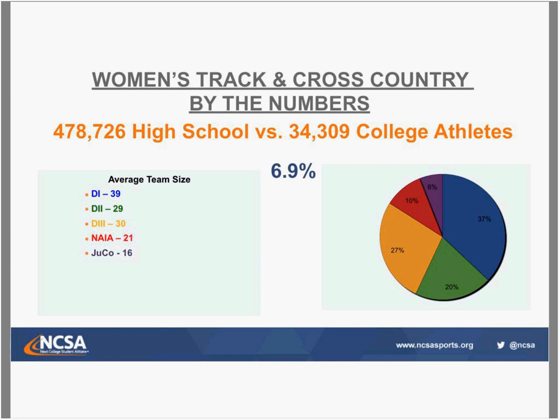NAIA schools have 12 scholarships to give, and their average team size is 21. Junior colleges typically have right around 15 scholarships to give, and their average team size is right around 16. You can tell right off the bat that there are not a lot of female track athletes out there who are on a full ride scholarship, right?